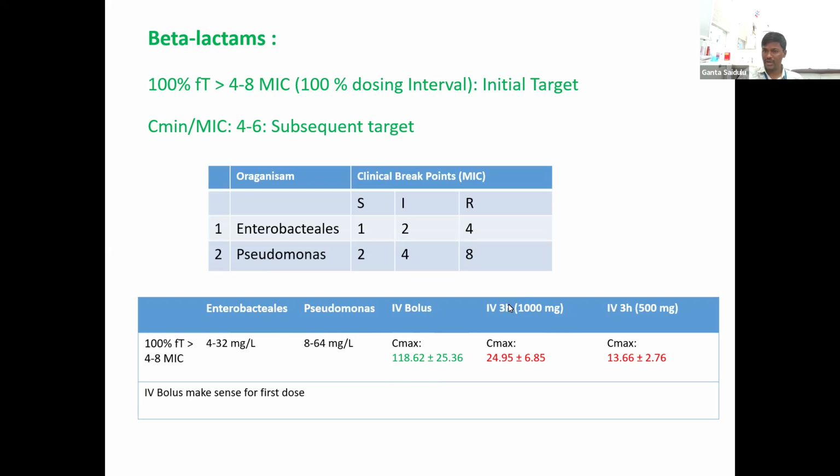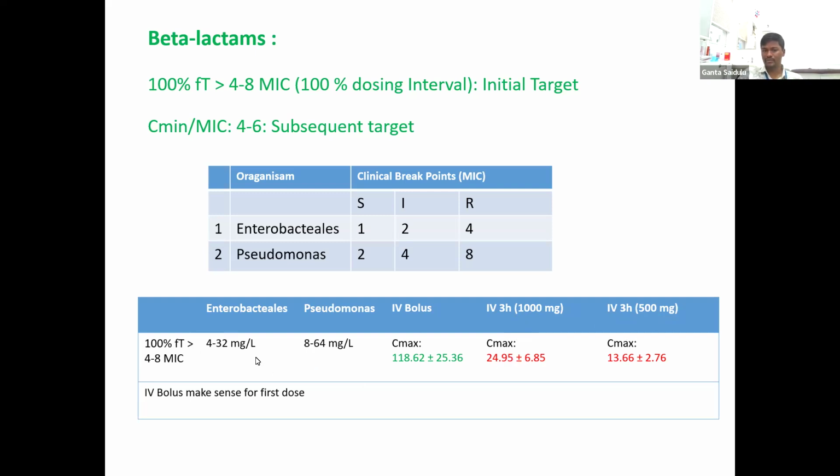But if I give the first dose of antibiotic as a 3-hour infusion, like meropenem 1 gram or 500 mg over 3 hours, my Cmax is almost one third of that with the IV bolus. I'm achieving only around 24 to 25 with 1 gram. So the loading dose quantity is very important, and the infusion time is also very important. If you do longer infusions, you cannot achieve the Cmax; you achieve a very low Cmax, below the required target.